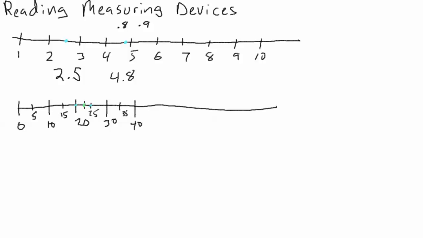I could say, well, it's a little bit past half, and half would be 2.5. Half of 5 is 2.5. So maybe this value would be 23 for this green dot right here. So you kind of have to think about the number line and reason through it and use your number sense to read these scales properly. And it takes a bit of practice.